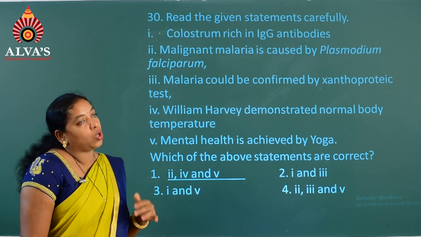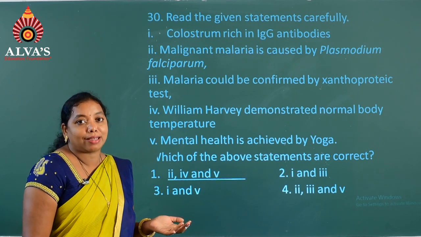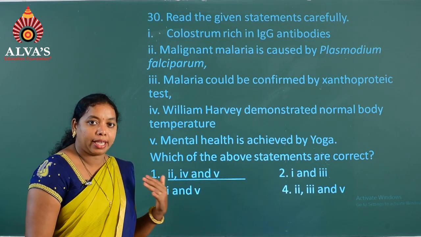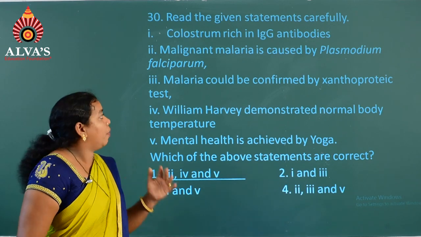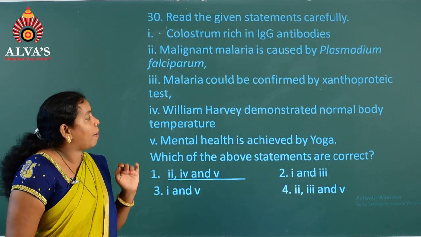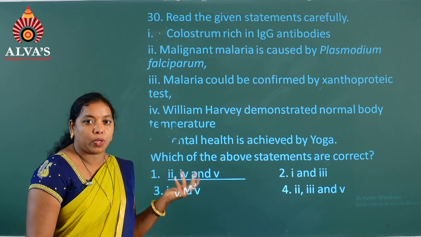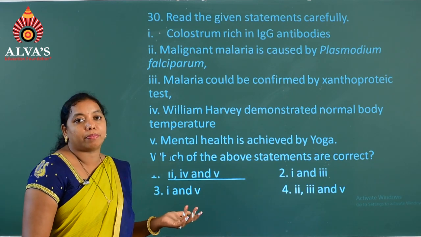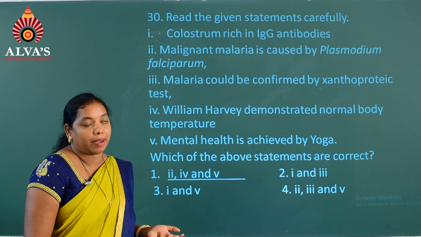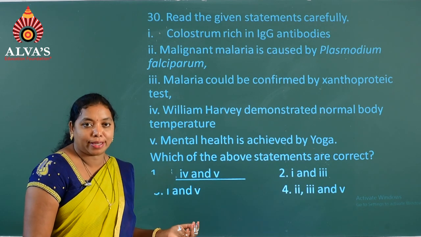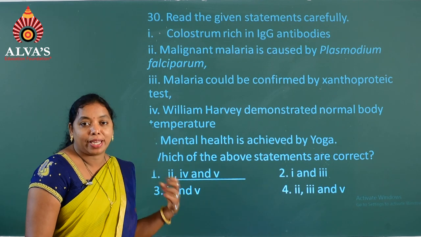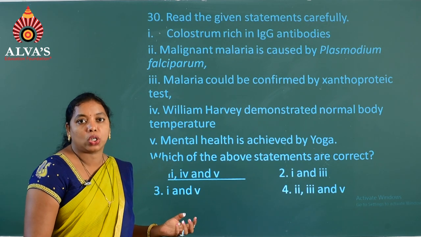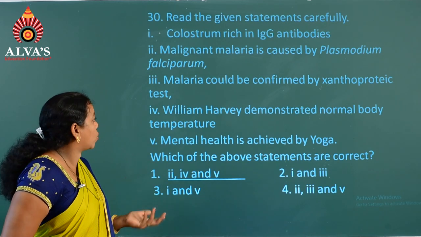Going to the first one, colostrum is the milk produced during the initial process of lactation. It is rich in IgA antibody, not IgG, which is why the first one is wrong. The second one, malignant malaria caused by Plasmodium falciparum, is true. Malaria is confirmed by blood smear test, not by xanthoprotein test. The xanthoprotein test is used to detect protein in solutions. It is a protein test, not a malarial test, hence the third one is wrong.